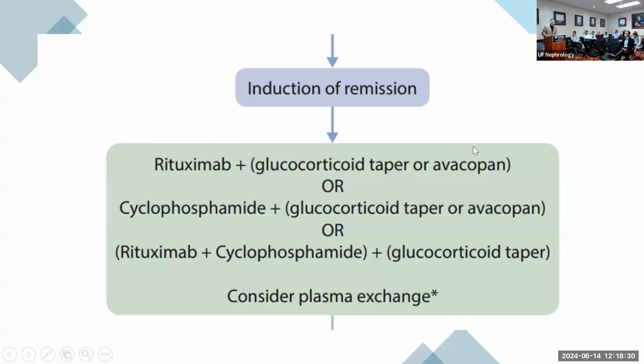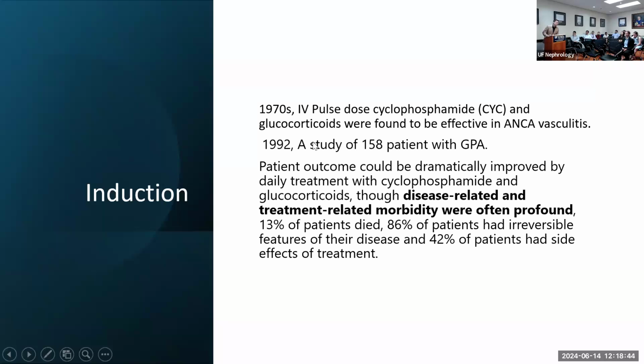This is what Gallego proposed to induce remission. I didn't know anything, so I looked into each and every medication. In 1970, we found out that IV cyclophosphamide and glucocorticoid were effective in the ANCA population. After 20 years, there was a study in a group of GPA patients showing that not only IV cyclophosphamide, oral cyclophosphamide can also be effective in inducing remission.